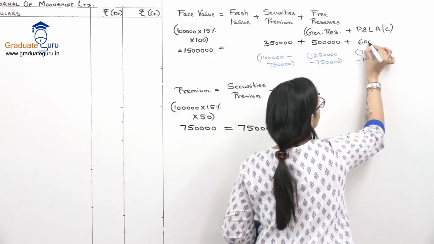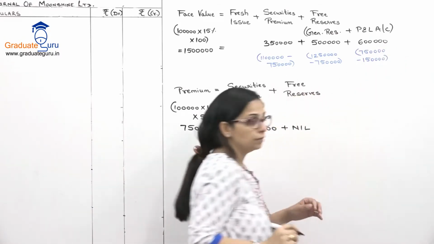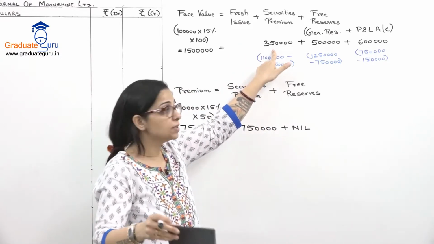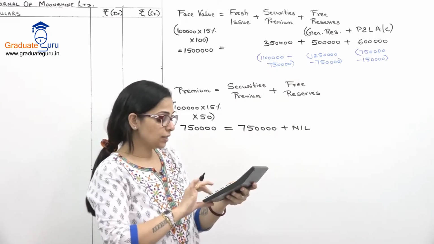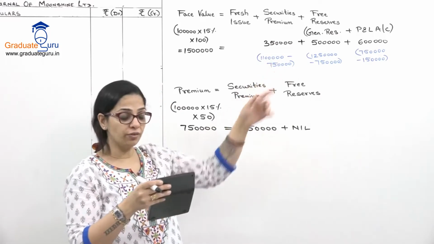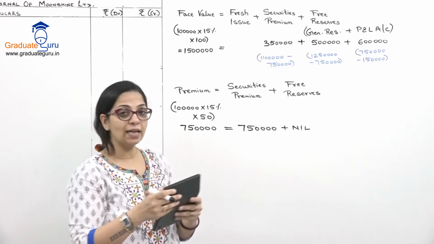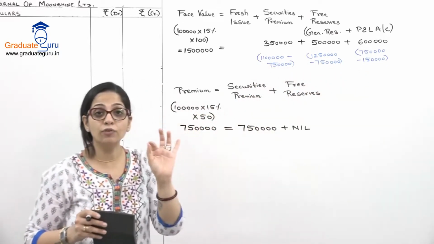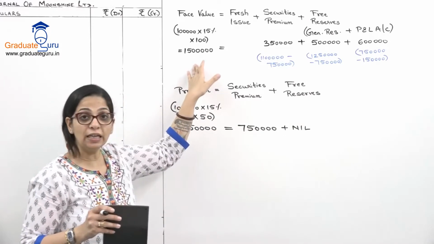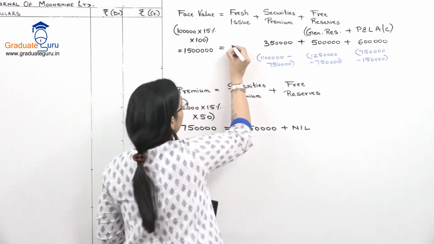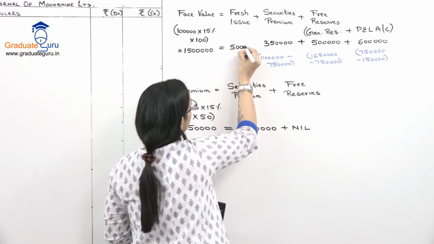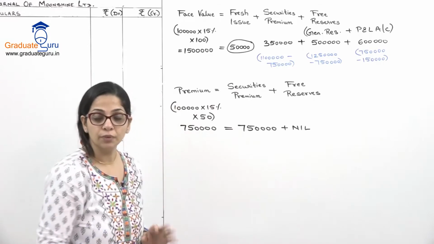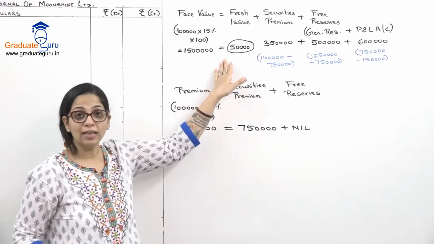6 lakhs. Correct? So now what do I have? 3,50,000 from security premium plus 5 lakhs from general reserve plus 6 lakhs from P&L. ये total होता है 14,50,000. How much do we need? 15 lakh. So that means my fresh issue will be 50,000. Right? This is what we have calculated.